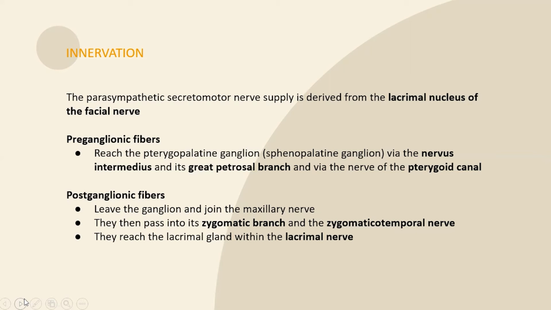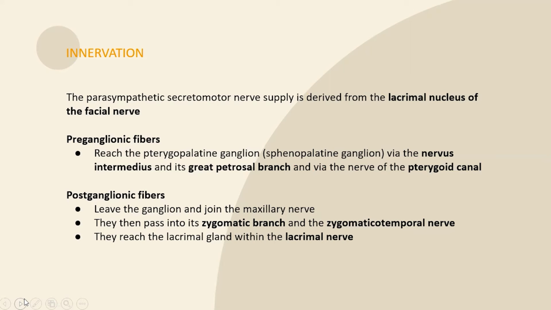It has two fibers, the preganglionic and the postganglionic fibers. The preganglionic fibers reach the pterygopalatine ganglion, also known as the sphenopalatine ganglion, via the nervus intermedius and its greater petrosal branch and via the nerve of the pterygoid canal. On the other hand, the postganglionic fibers leave the ganglion and join the maxillary nerve.